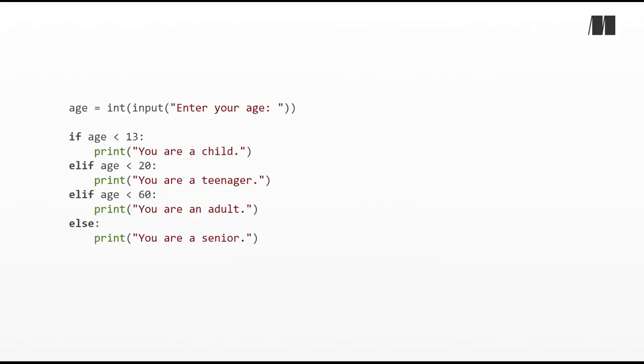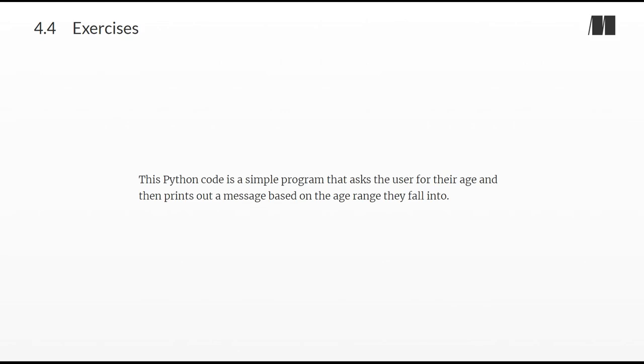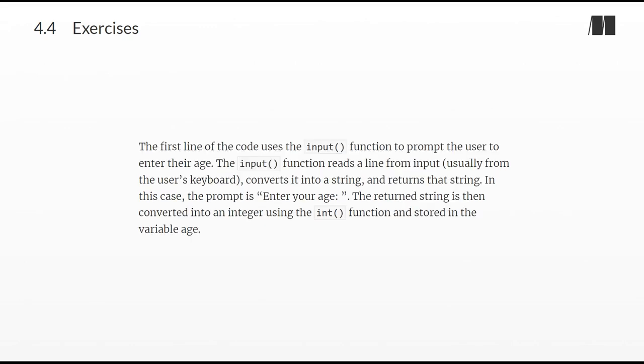7. We ask Copilot to explain how the following code works. See this code? Copilot provides the following explanation. This Python code is a simple program that asks the user for their age and then prints out a message based on the age range they fall into. The first line of the code uses the input function to prompt the user to enter their age. The input function reads a line from input, usually from the user's keyboard, converts it into a string and returns that string. In this case, the prompt is "Enter your age." The returned string is then converted into an integer using the int function and stored in the variable age.